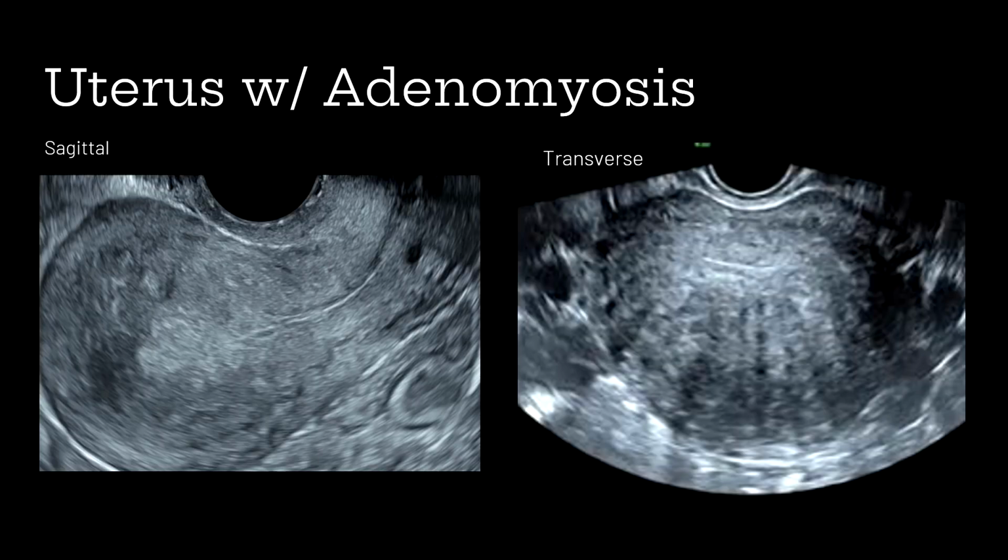In comparison to the previous slide, you have the uterus that has adenomyosis. You can see that it is much more bulky. It is difficult to differentiate the endometrial myometrium border because of the proliferation of the endometrium into the myometrium here. You really couldn't find anything measurable in this. And on the transverse view, you can see the anterior posterior asymmetry and also the Venetian blind sign.